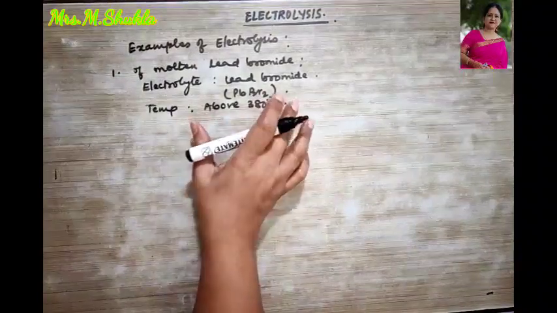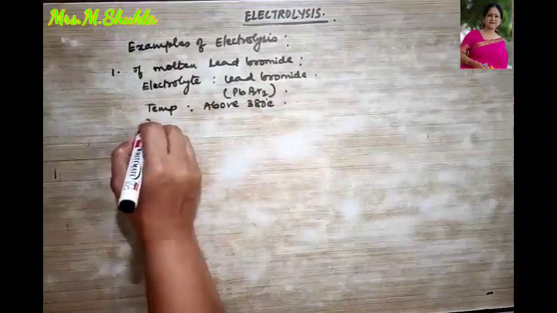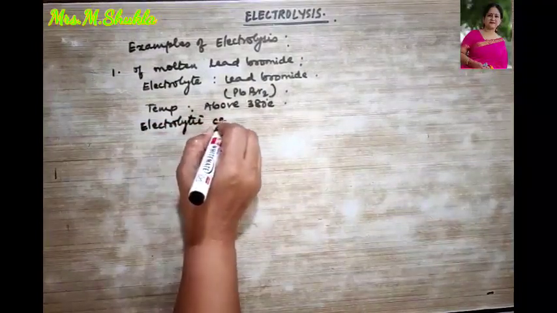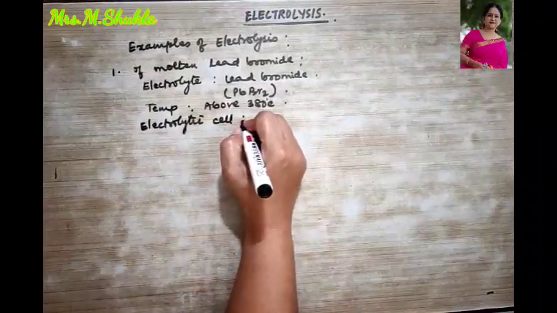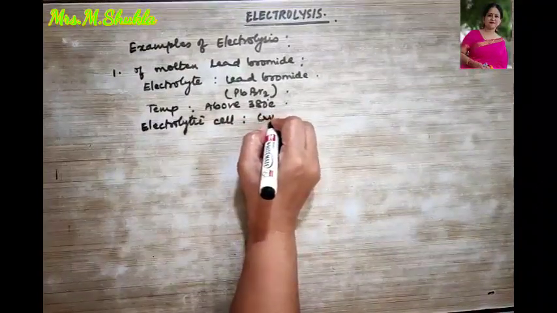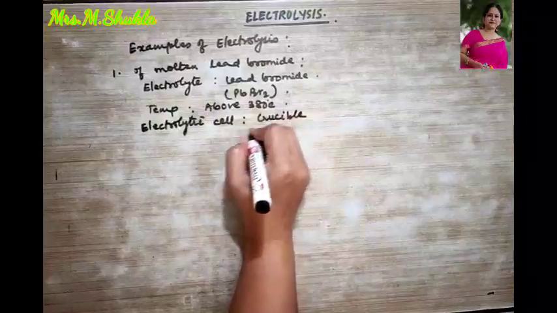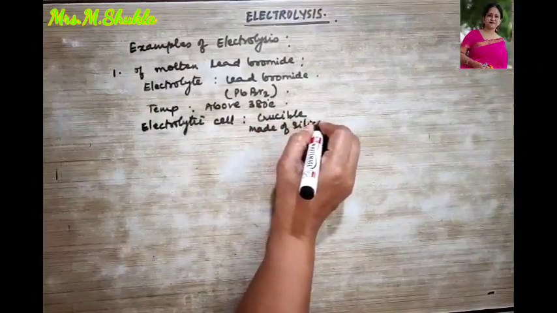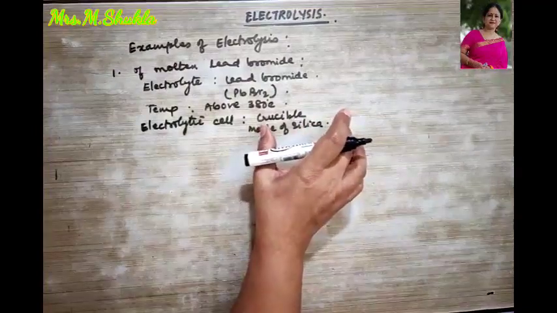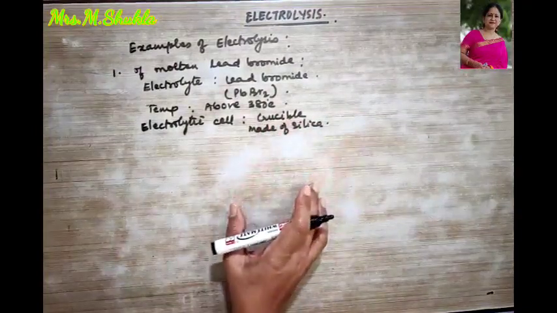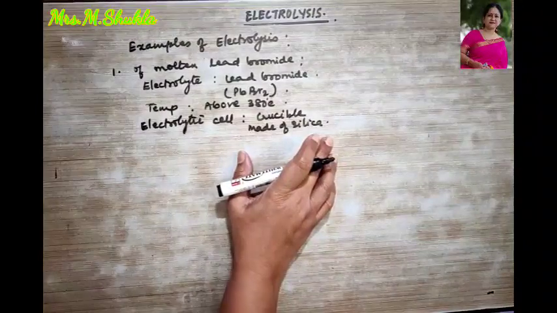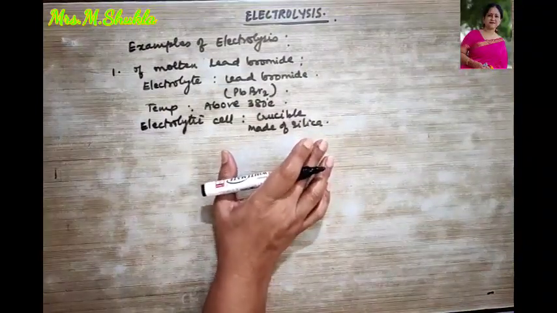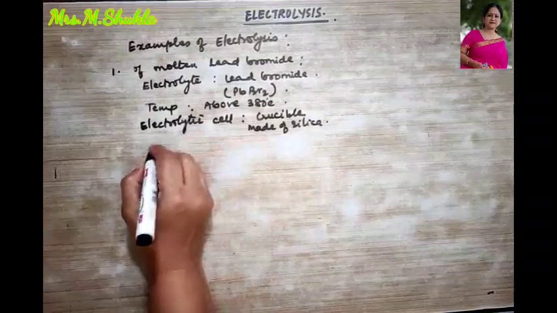Okay. Now, what will happen? What kind of electrolytic cell do we use? The electrolytic cell used over here is the crucible made of silica. Why is this crucible made of silica used? Because it can resist high temperature. Okay. Now what kind of electrodes? The cathode and anode, they are both made up of graphite.